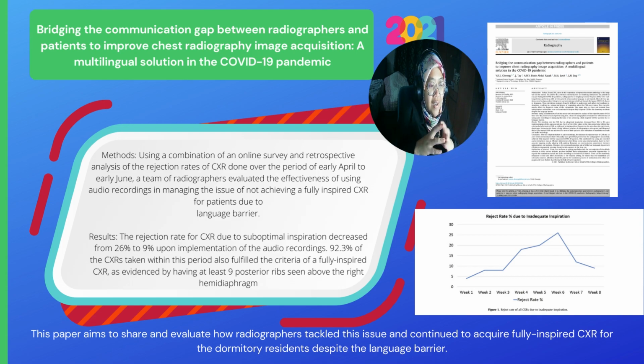92.3% of the chest X-rays taken within this period also fulfilled the criteria of a fully inspired chest X-ray, as evidenced by having at least 9 posterior ribs seen above the right hemidiaphragm. So this paper shares and evaluates how radiographers tackled this issue and continued to acquire fully inspired chest X-rays for the dormitory residents despite the language barrier. Which is very interesting, a simple study but very meaningful.